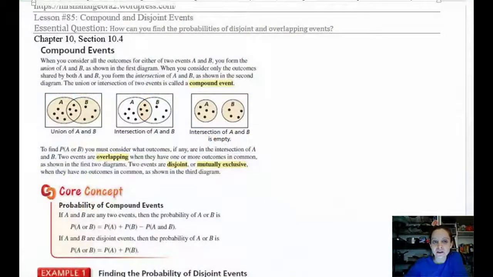Compound events. When you consider all the outcomes for either of two events, A and B, you form the union of A and B as shown in the first diagram. A union B. That is the symbol for union. When you consider only the outcomes shared by both A and B, you form the intersection of A and B as shown in the second diagram. A intersection B. The union or intersection of two events is called a compound event.